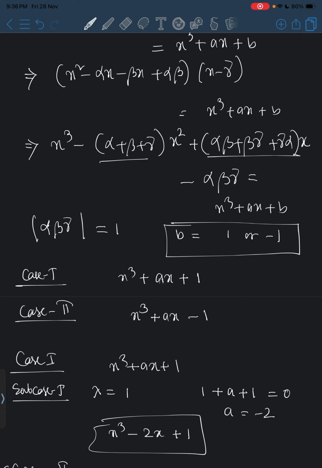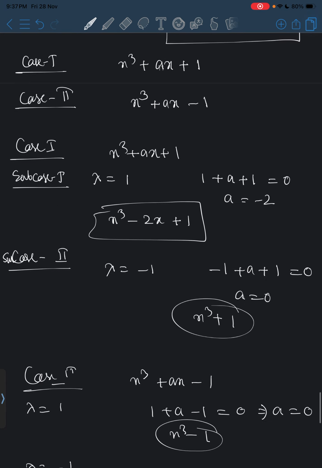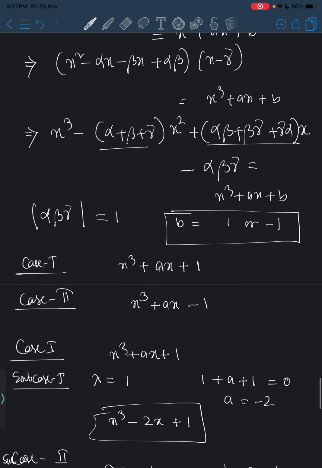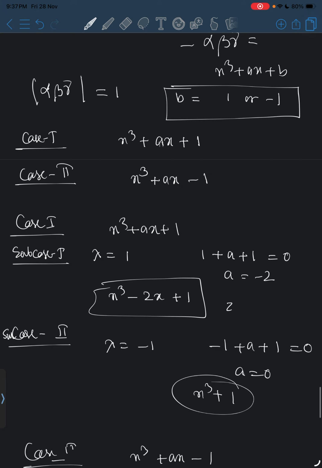So let's take 1, z and z bar. Then what will you get? You get z plus z bar plus z z bar. That means 1. So z plus z bar plus 1 must be equal to 2 here or minus 2 here. So z plus z bar plus 1 equals minus 2.